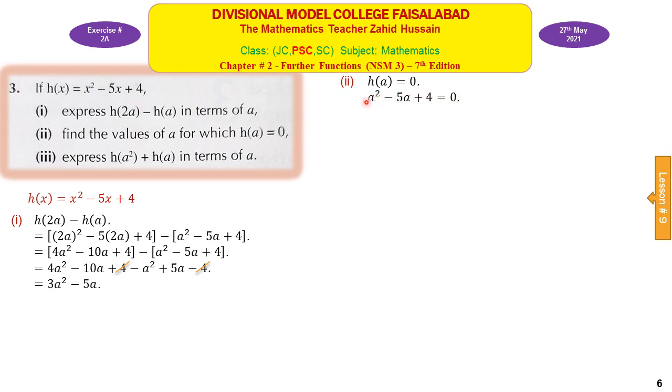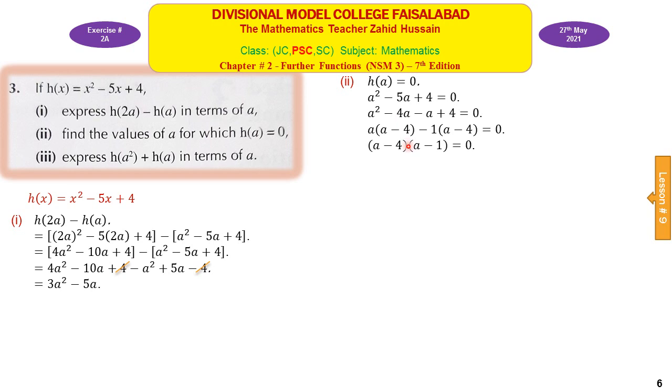Now this is a quadratic equation. Solve this quadratic equation to get the values of a. The factors of 4 are minus 4 and minus 1. Break middle term. Factorize by grouping first two terms and last two terms.